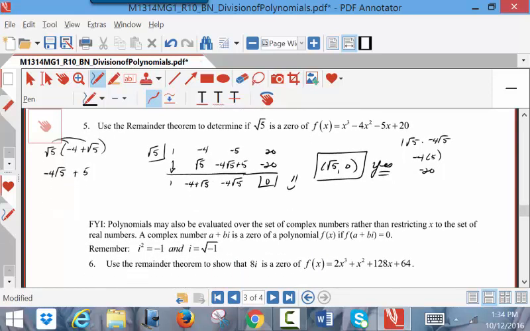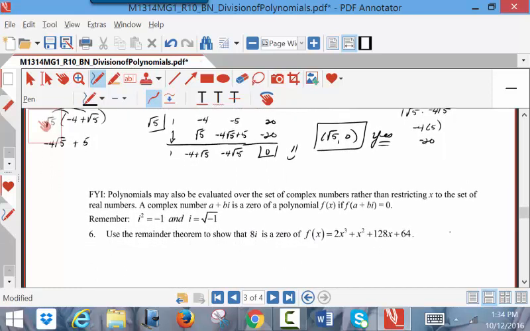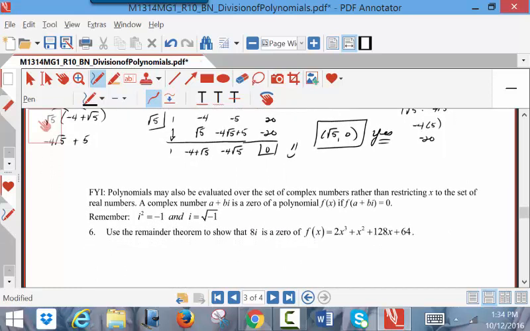What in the world's this? Oh boy. Okay. Polynomials can be evaluated over the set of what in the world is that? What are complex numbers? This is the i stuff, right? The i stuff. This is kind of fun.